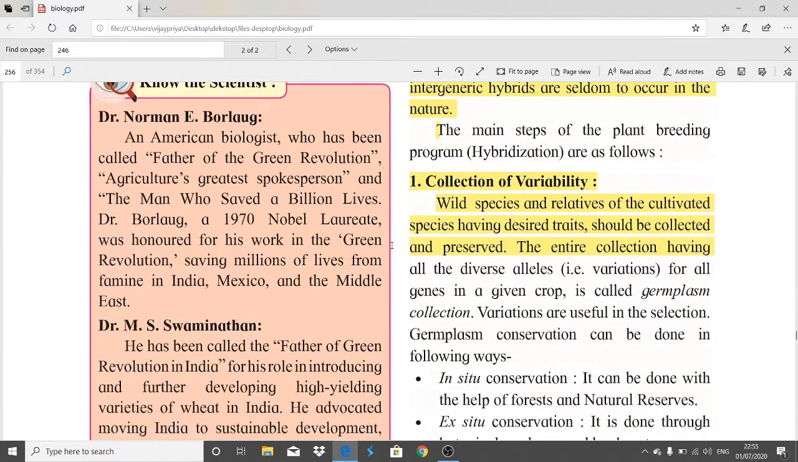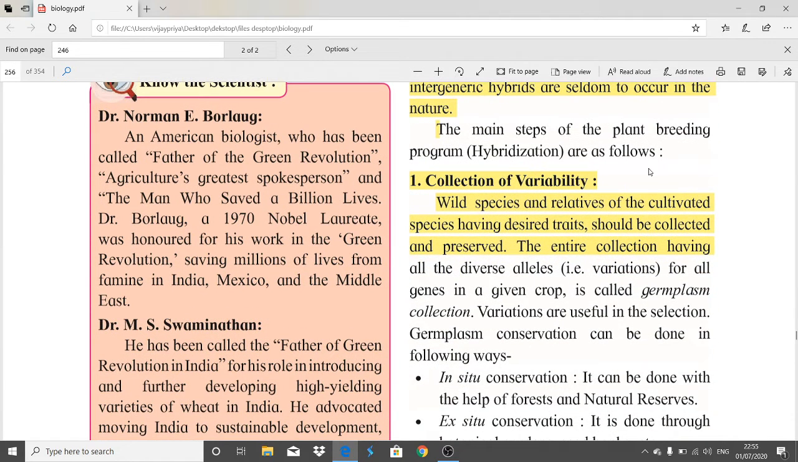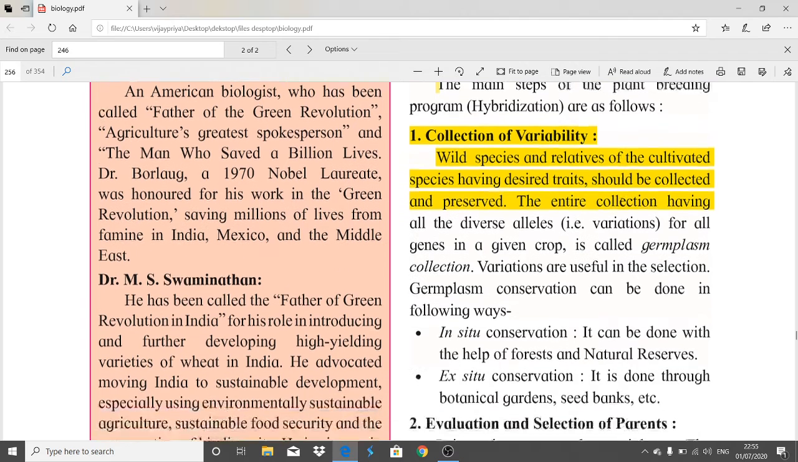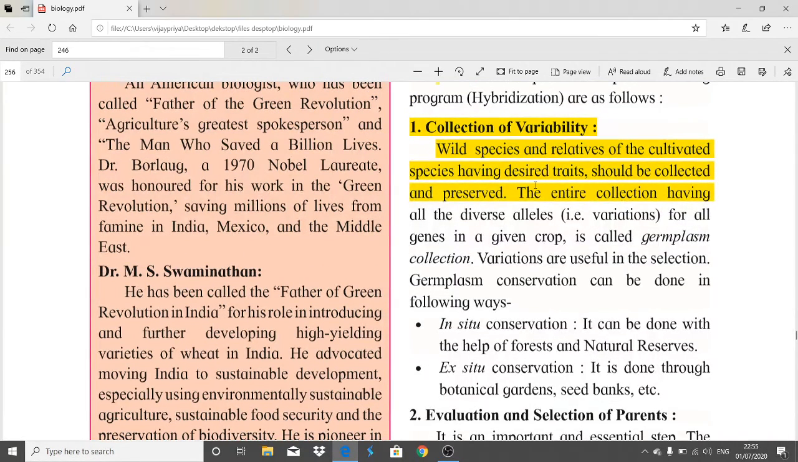The main steps of a plant breeding program: there are a number of steps: collection of variety, evaluation and selection of parents, hybridization, selection and testing of superior recombinants, and testing, release and commercialization of new cultivars. So all these five steps are involved in the hybridization technique.